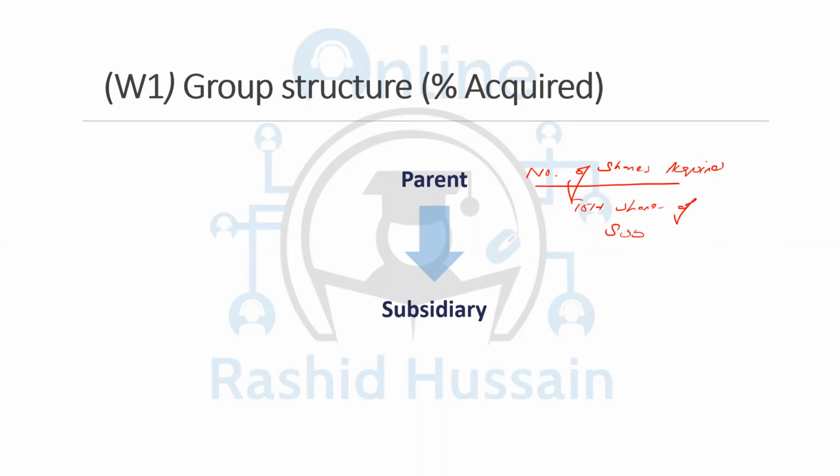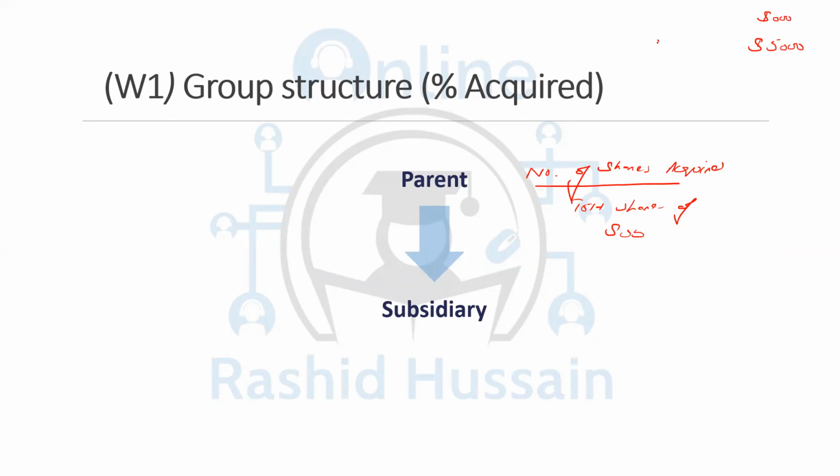Now, how can you get this information? The number of shares acquired by the parent is given in the additional information. The total shares of the subsidiary you can take from the statement of the financial position. But remember, I've already told you that if in the equity it is written 5,000 balance, this is the balance. These are not the number of shares.